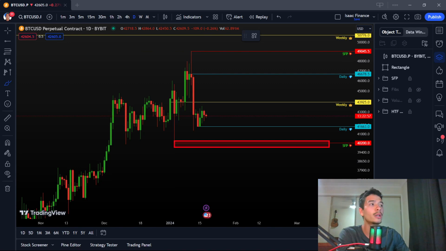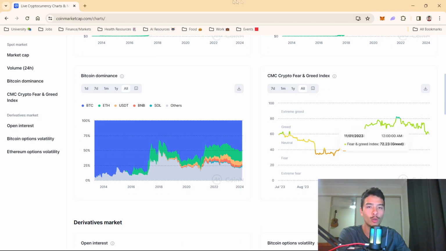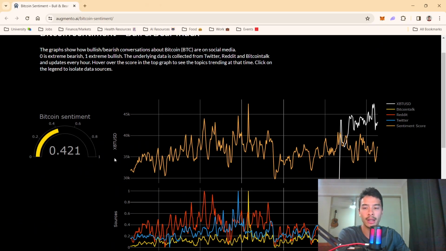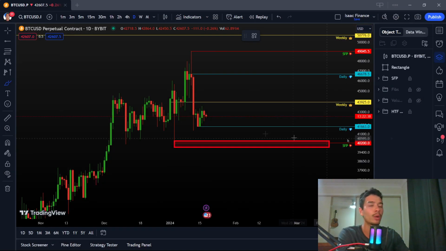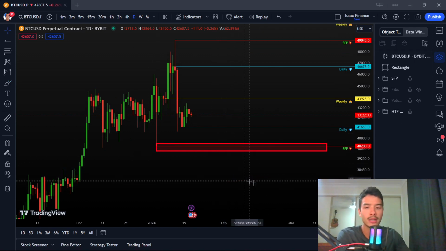But if we look at our fear index here, we're sitting at around 62%, which means we're slightly more greedy, which is more bullish. And we've also got our Bitcoin sentiment right here, with 1 meaning extremely bullish and 0 meaning bearish. We're sitting at 0.42, which is a little bit less than the midpoint. So we could potentially see a downside here, the price come down.